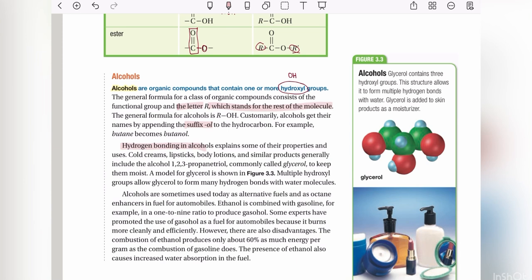Cold creams, lipsticks, body lotions, and similar products generally include the alcohol 1,2,3-propanethiol, commonly called glycerol, to keep them moist. A model for glycerol is shown in figure 3.3. Multiple hydroxyl groups allow glycerol to form many hydrogen bonds with water molecules.